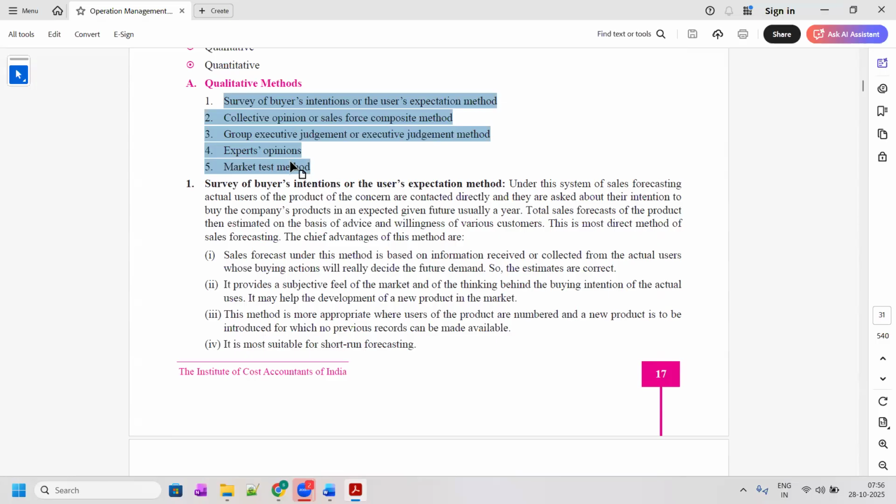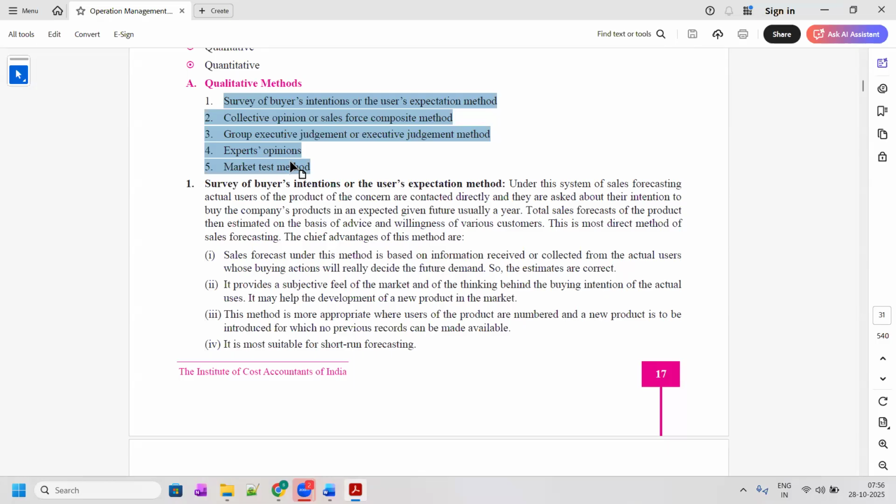So, okay. First one is the survey of buyer's intention or the user's expectation method. Under this, we survey the consumers, ask about their expectations, and then based on that, we ascertain our future demand. That is more realistic in nature, because you are interacting directly with your end consumer, you are talking with them, you are trying to understand whether they like the product or not. If they like the product, what they like more in the product. If they are not liking it, what problem they are facing with the product.